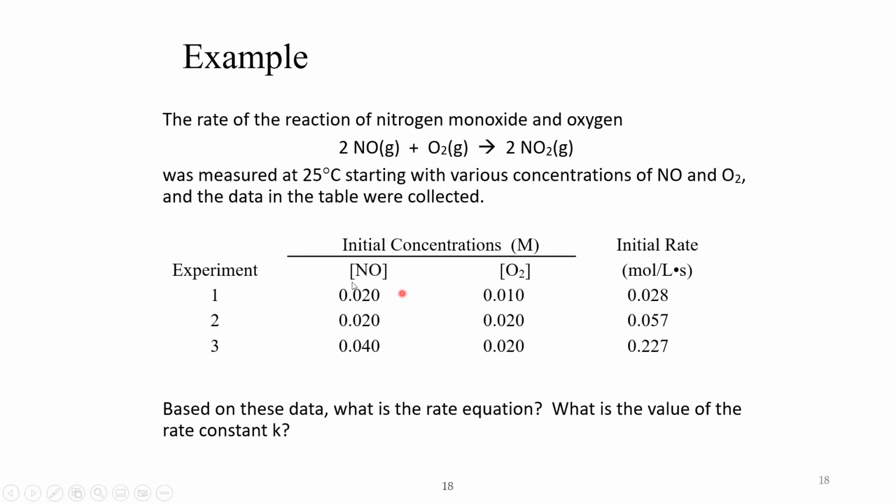they have the same concentration of nitrogen monoxide, NO, but we double the concentration of oxygen from 1 to 2. And what we see with the rate of this reaction is it doubles as well. So oxygen is going to be first order.